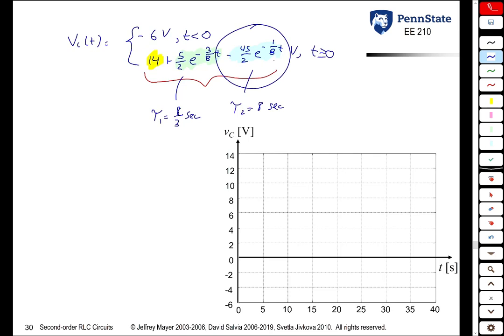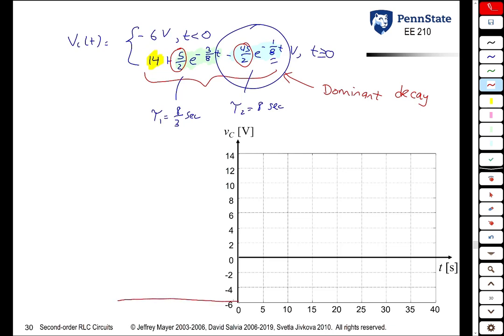First off, it has a much longer time constant, so it takes longer to decay to 0. But in addition to that, its amplitude is much higher than the first one. And so what we're going to see is that this is the dominant decay term. So if you plot everything now, voltage across the capacitor starts at -6 volts.